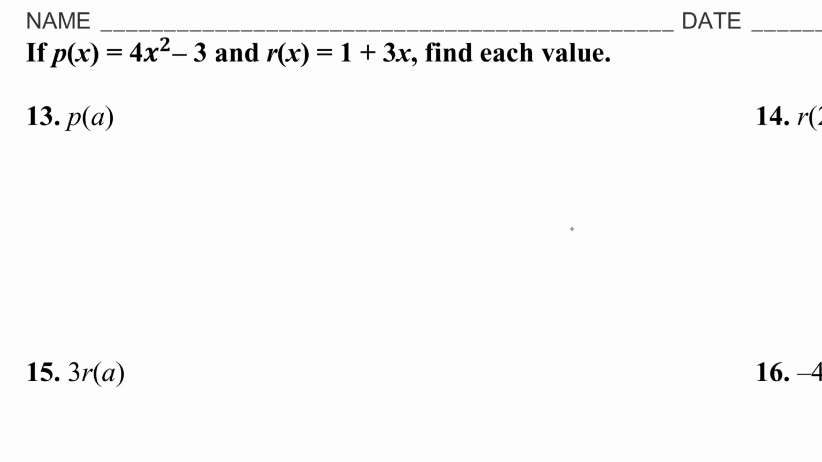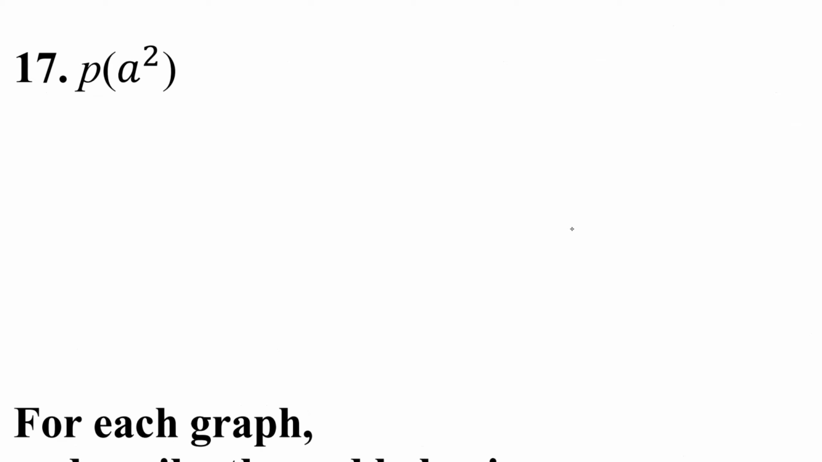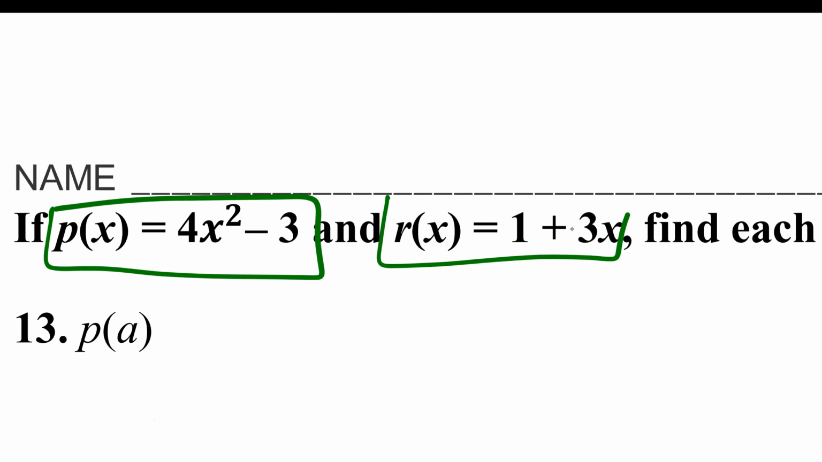I want to do 17 and 18. Those would be nice ones, because I think this is what we struggle with a little bit. Okay, let's do 17. So, p of a squared. Notice up above we have 2 equations we can plug into. One is p of x, the other is r of x. And since 17 is p of a squared, we're plugging into the p of x equation.